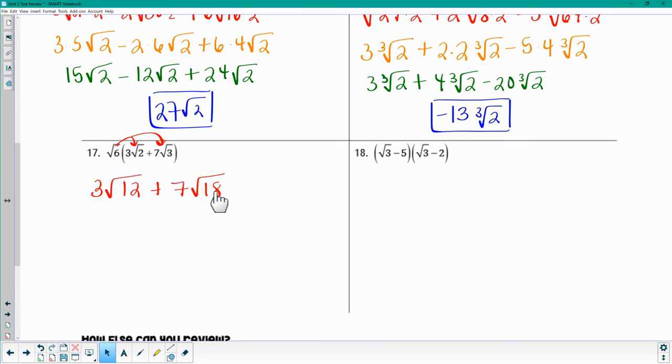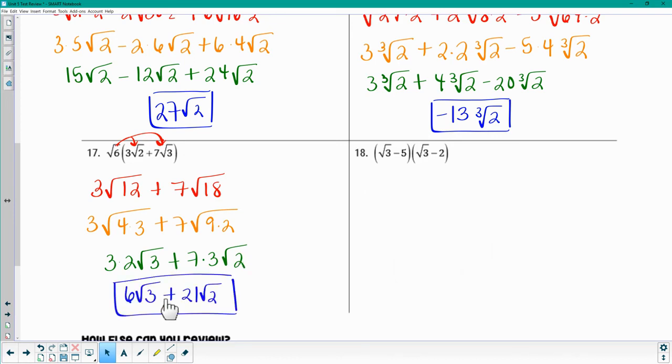Now, again, you're always going to want to try to simplify completely. And I know 12 can be broken down into 4 and 3. 18 can be broken down into 9 and 2, which gives me 3 times 2 square roots of 3 plus 7 times 3 square roots of 2. Now, this is a problem where we're not going to get one single term as our final answer. And the reason why that is because I have a square root of 3 and I have a square root of 2. There's no way I can combine those two together. They have to stay separate because of the fact that I am doing addition.